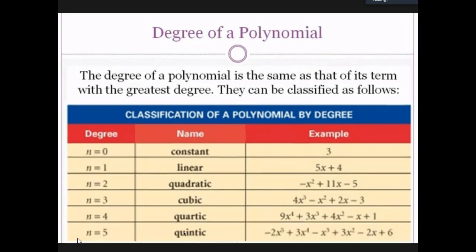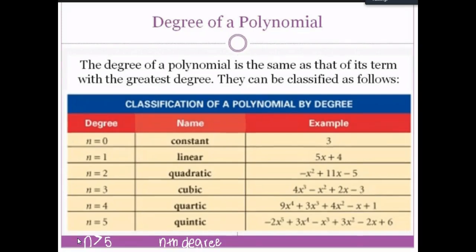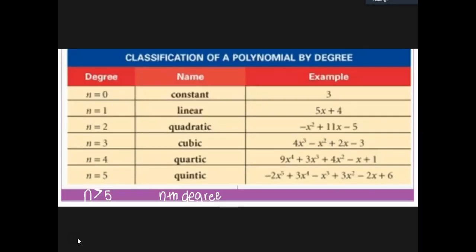A quintic is our highest degree polynomial with a special name. It is degree 5. Anything greater than 5 is known as the nth degree. So like if the highest power degree was 7, then you'd say it's a 7th degree. So that's what I mean by the nth degree.